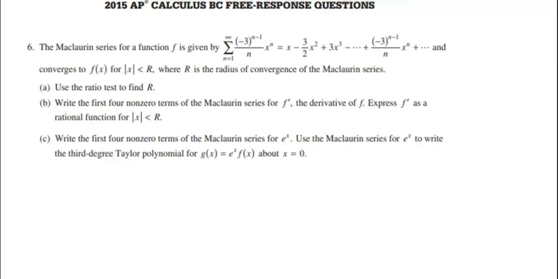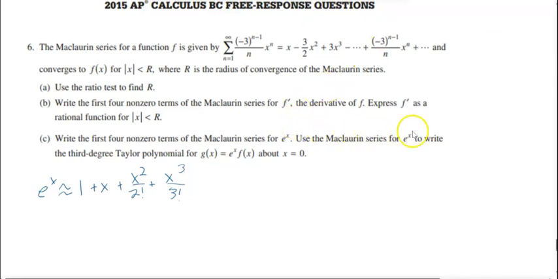We should know, and you should know, that e to the x, the first four terms are going to be 1 plus x plus x squared over 2 factorial plus x cubed over 3 factorial. That's 4 terms, so we're good to go there. It says use the Maclaurin series for e to the x to write the third degree Taylor polynomial for g of x. There's a new function g, which is e to the x times f of x. Remember, they gave us f up here.